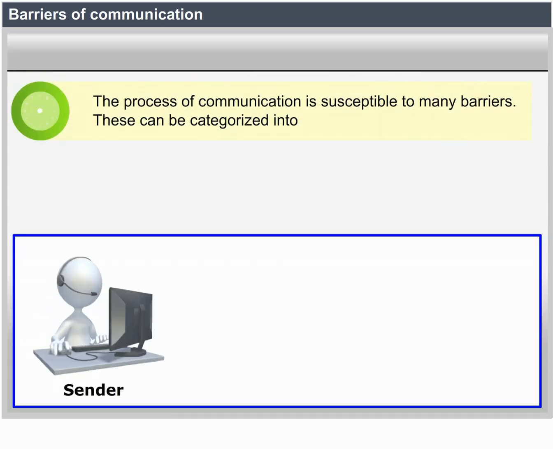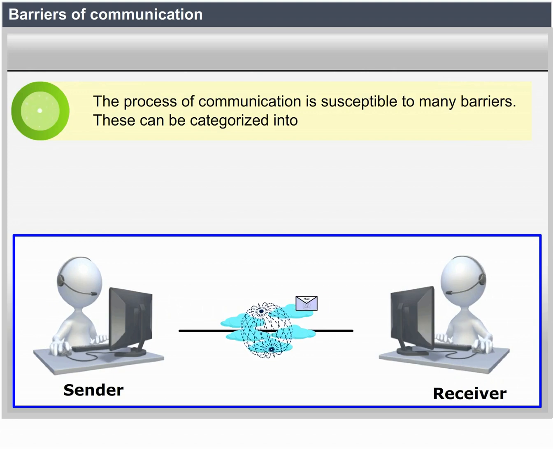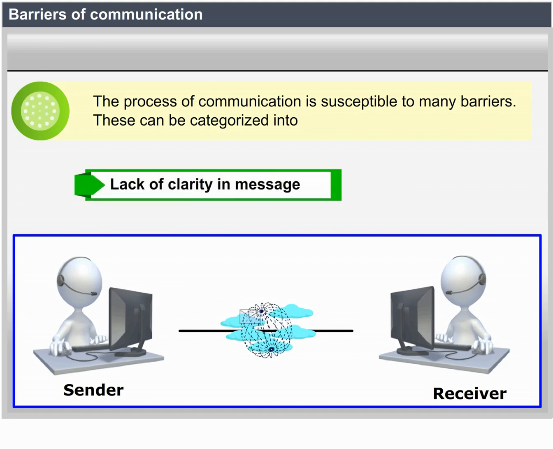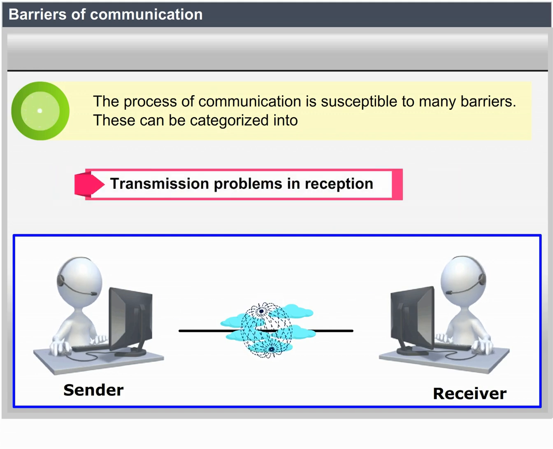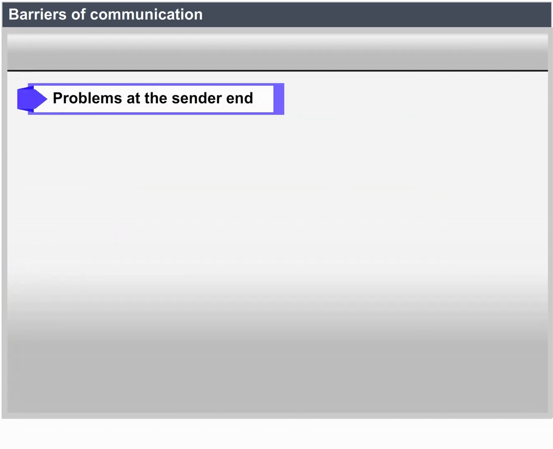Barriers of communication. The process of communication is susceptible to many barriers. These can be categorized into problems caused by the sender, problems in message transmission, problems in reception, and problems in receiver comprehension. Problems caused by the sender.